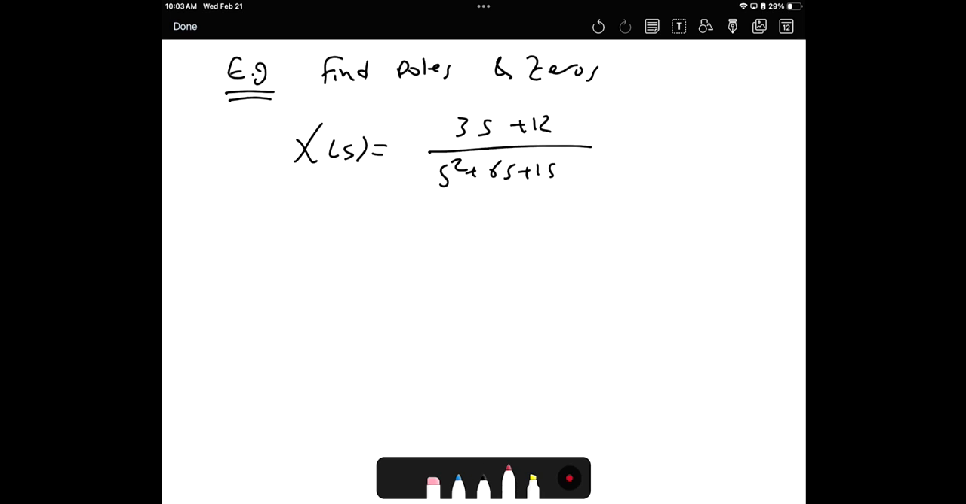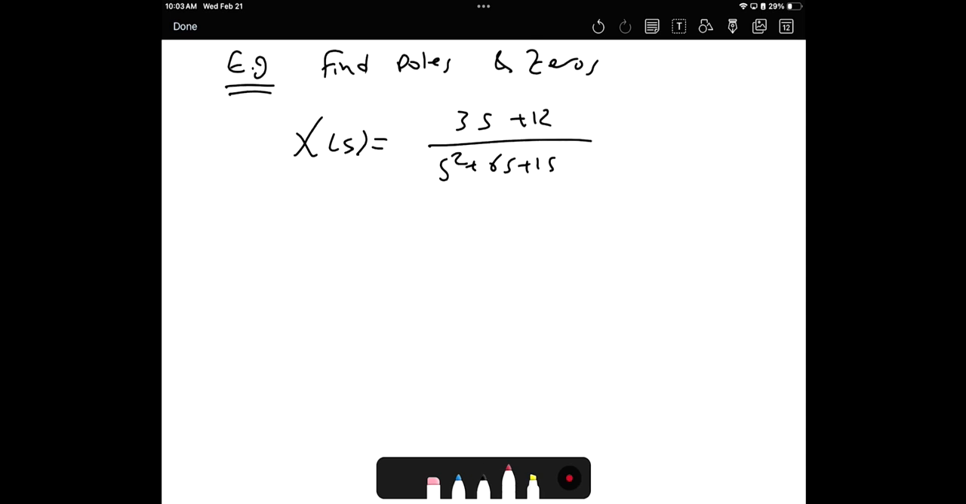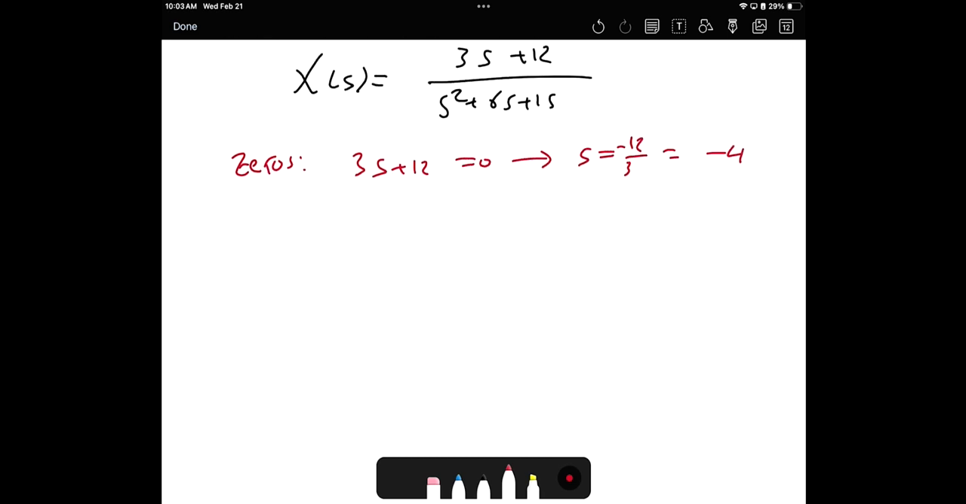For the zeros, look at the numerator, and for the poles, the denominator. To find the zeros, 3s plus 12 equals 0. Therefore, moving it to the other side, it will be negative 12 over 3. In other words, it will be negative 4. That's the zero.